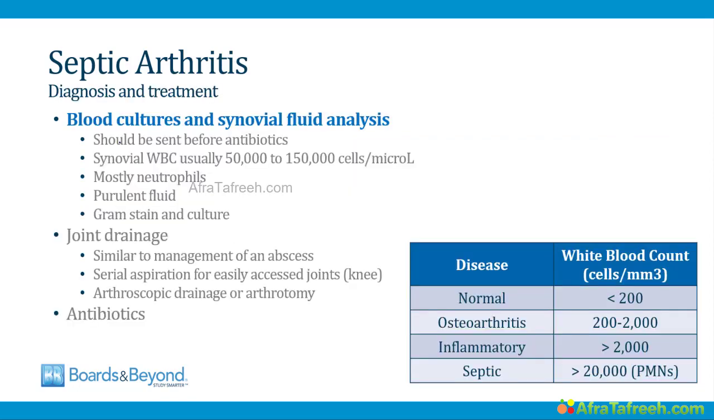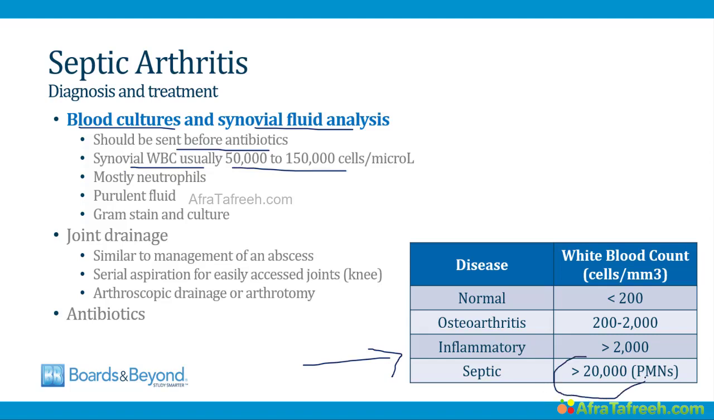The two diagnostic tests you want to order in a patient with suspected septic arthritis are blood cultures and synovial fluid analysis. You should send these before antibiotics are administered because antibiotics can interfere with the test results. Usually when you aspirate the joint, the synovial fluid white blood cell count will be in the range of 50,000 to 150,000. This table on the bottom of the screen I talk about in the first video on arthritis, but in septic arthritis, usually the white blood cell count is over 20,000, often up to 100,000, and mostly there are neutrophils in the white blood cell count. The fluid you aspirate from the joint is often purulent, which means it looks like pus, and then you send the blood cultures and the synovial fluid for gram stain and culture to identify the organism.